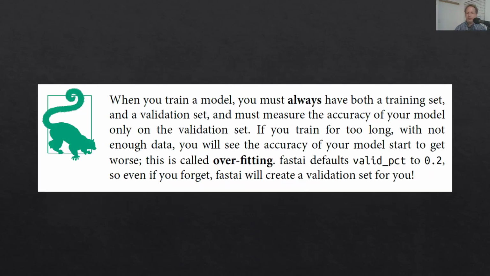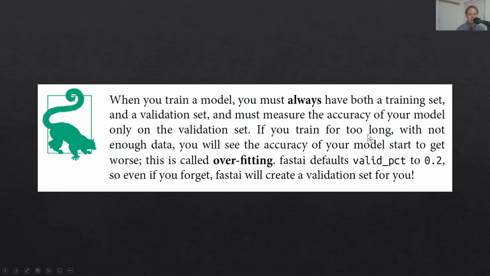All right, so I wanted to talk about this valid percent 0.2 thing. So as we described, valid percent grabs, in this case, 20% of the data, if it's 0.2, and puts it aside, like in a separate bucket. And then when you train, your model doesn't get to look at that data at all. That data is only used to show you how accurate your model is.